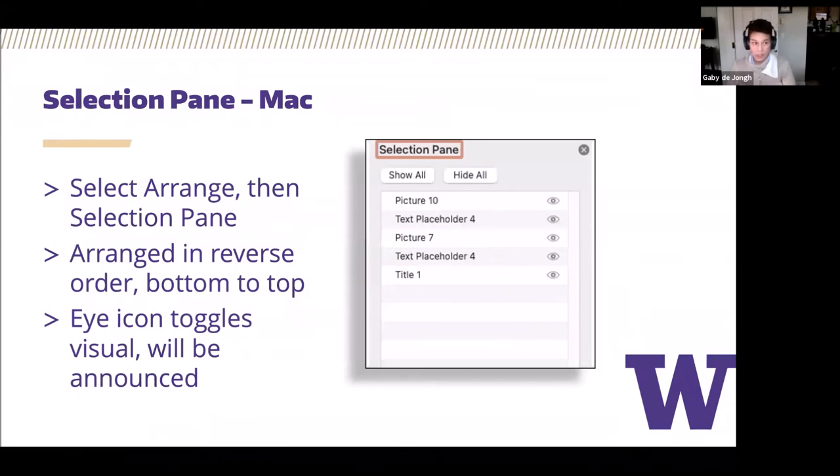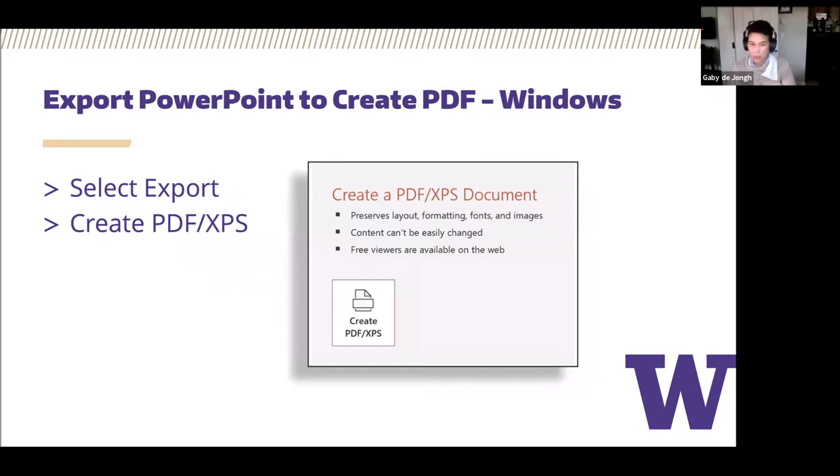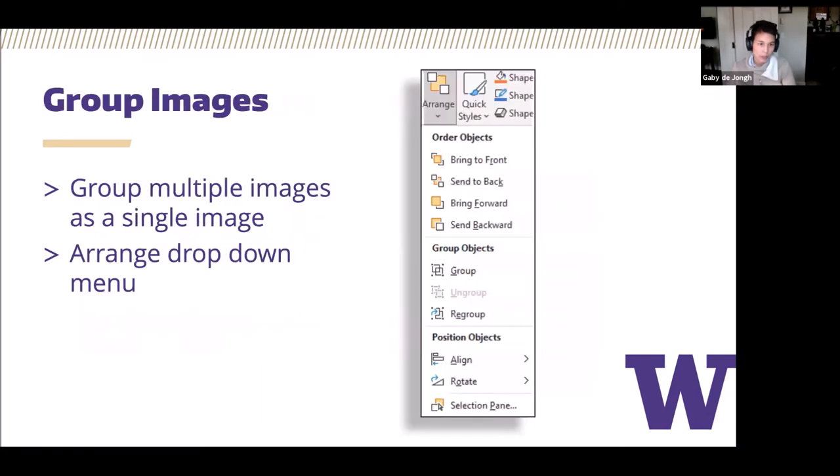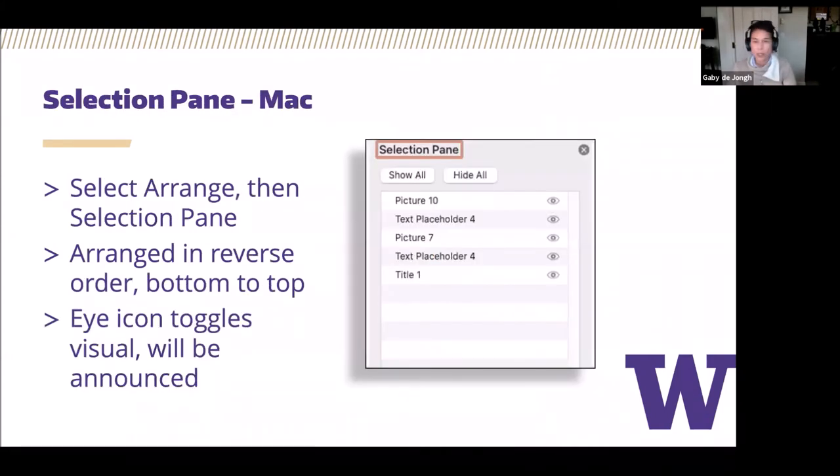All right, now the selection pane on a Mac. On a Mac, checking the reading order of a slide is completely different. The image on this slide shows the selection pane in PowerPoint for Mac. To expose this pane, from the Home ribbon, select the Arrange dropdown and then select the selection pane at the bottom of that list.